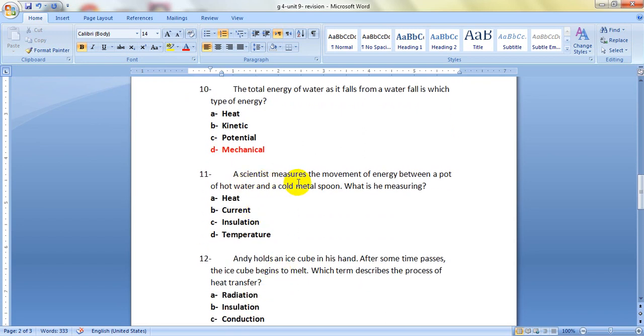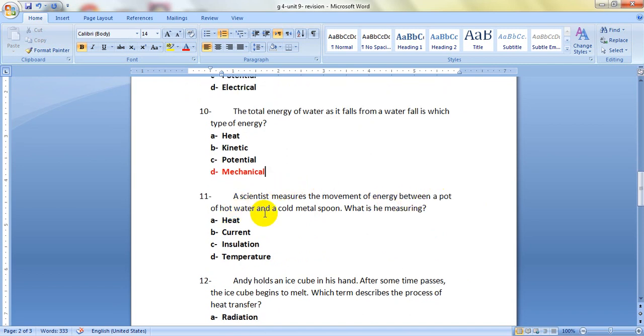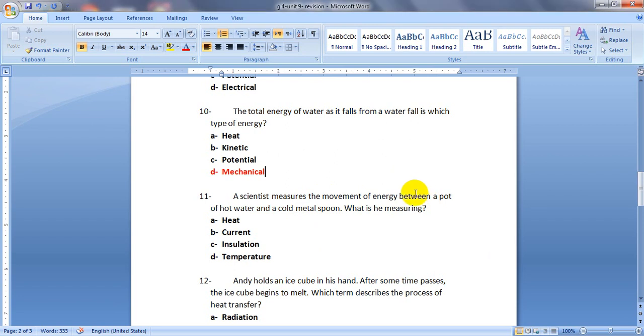A scientist measures the movement of energy between a pot of hot water and a cold metal spoon. What is he measuring? Heat, current, insulation, temperature. Here, one kind of energy is moving between two objects of different temperatures. One is hot and one is cold. So the scientist is measuring heat, which is letter A.